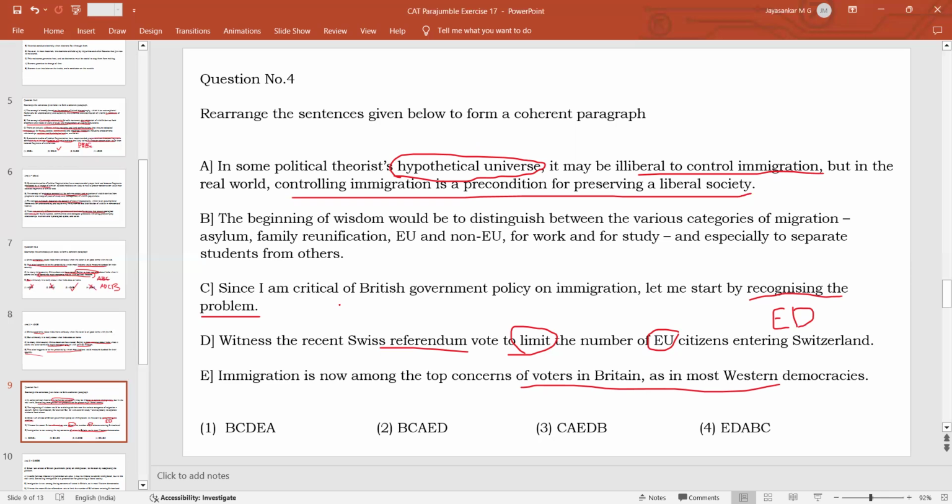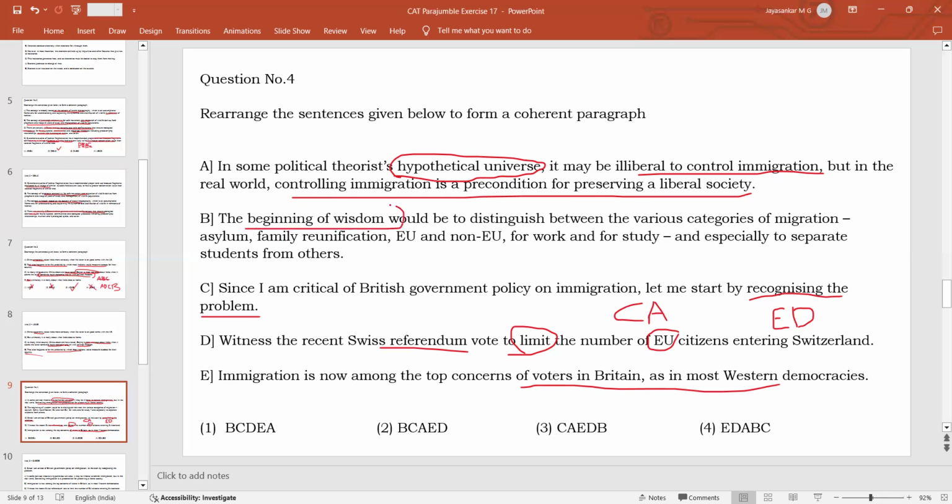Since I'm critical of British government policy, let me start by recognizing the problems. The problem is that the British politicians still live in the theoretical world. They are not recognizing or accepting the problems of the real world. In a theoretical world, in a liberal society, it is not correct to control immigration, but in the real world, controlling immigration is the first step to protect a liberal society. So CA is another sentence pair. C is talking about recognizing the problem. A is the problem. Now, what is B?